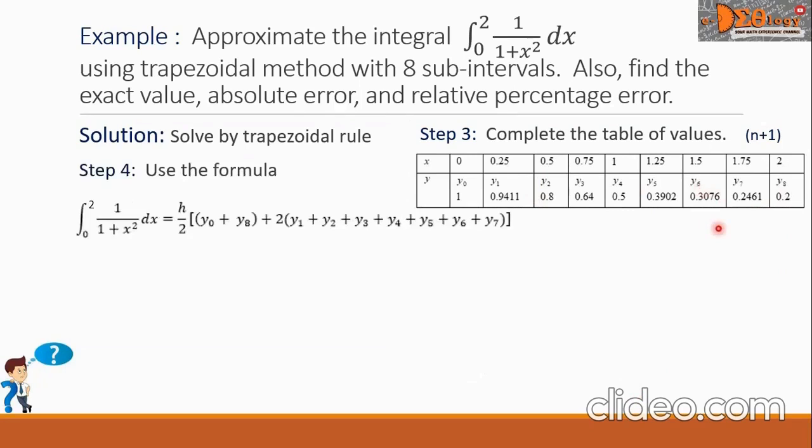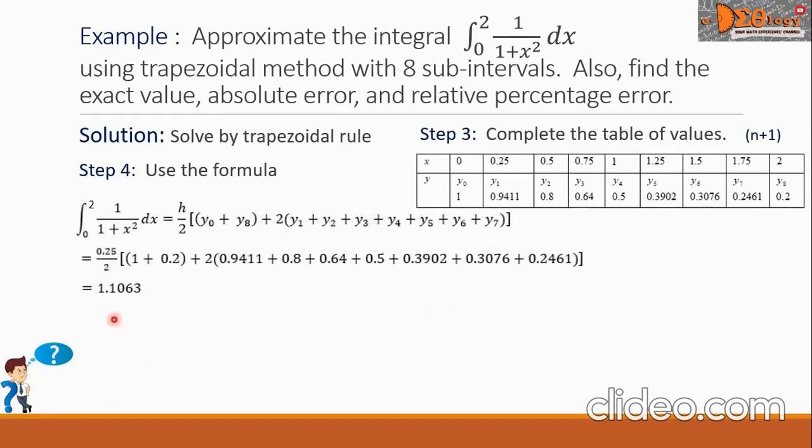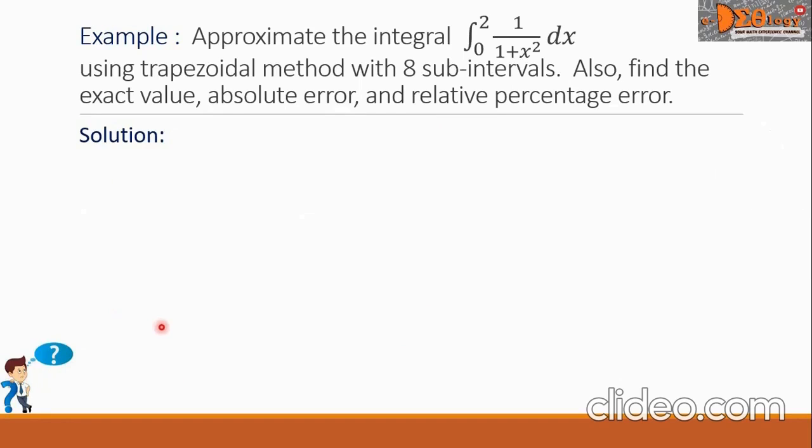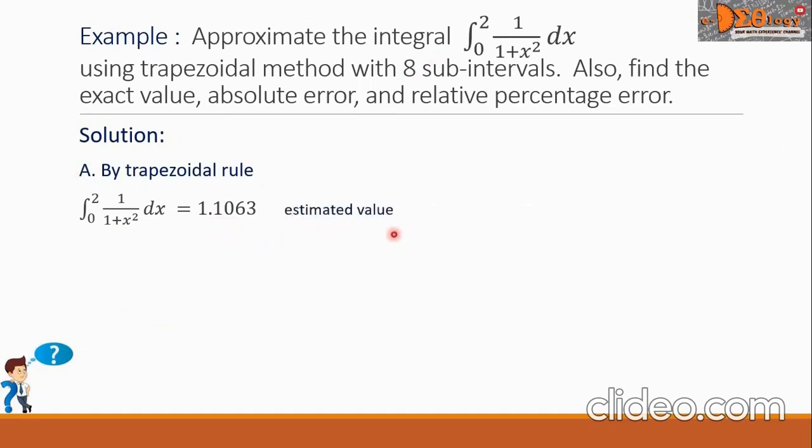We can now proceed with step 4 using the formula. Here is now the formula for trapezoidal rule. We'll simply substitute the corresponding values and it becomes like this. And from here, we can use our calculator to find the final answer, which is 1.1063. So that is the problem A, solving this integral by trapezoidal rule, and the value is 1.1063. And we consider this to be the estimated value.